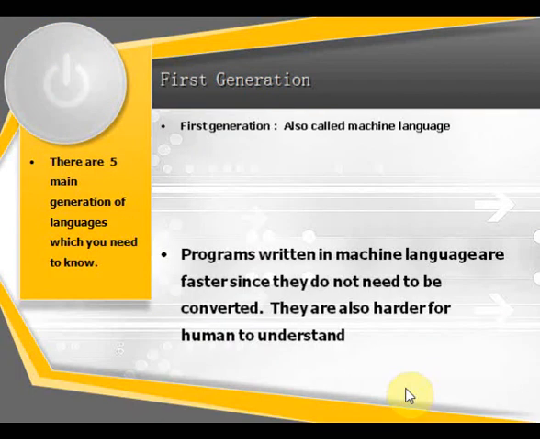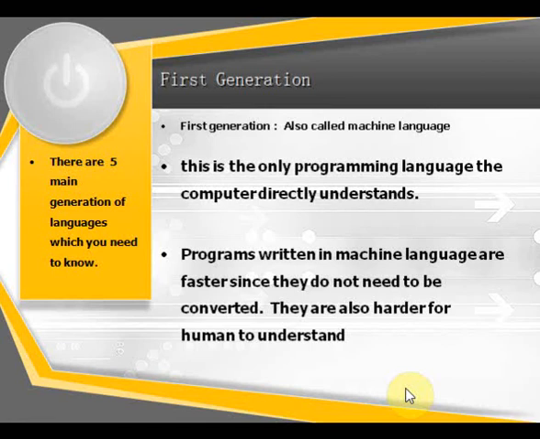Now, the first one that we will look at is first generation, also called machine language. To be honest, this is the only type of language that the computer can understand directly. Remember that. You need to remember that for CXC. Machine languages, or first generation languages, tend to be harder for human beings to understand, and the reason for that is because they use ones and zeros. Yes, they use ones and zeros.